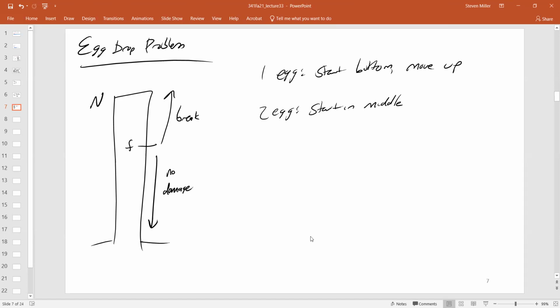And then depending on the distribution of what floor is likely to be the critical floor where it breaks, that could adjust your strategy. For instance, if you believe that it's very unlikely it's going to break on one of the low floors, then you might be a little bit more willing to take a risk. And this is where the probability starts coming into play. Depending on what you know, this is the risk-reward system.